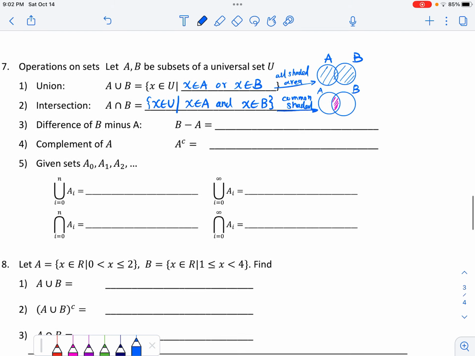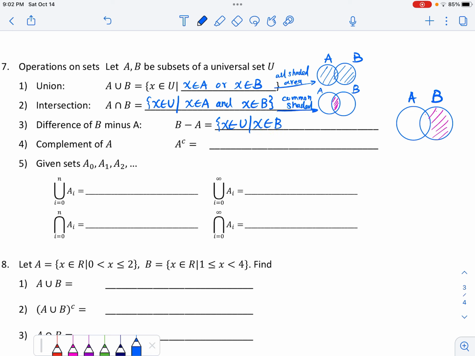Now the difference B minus A. So if you have a B here, this is your A. So this is A, this is B. So when you take away all the elements in B that belong to A. So therefore you have to take away, this is B, take away these elements. So you are left with this side, right? That's what it is. So it will be X in U, X in B, but X is not in A.